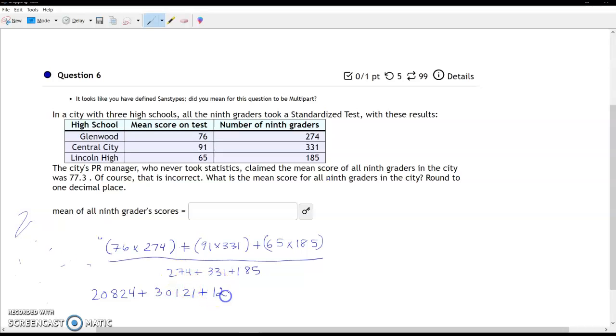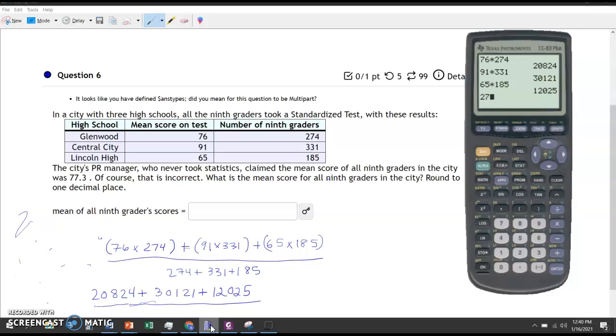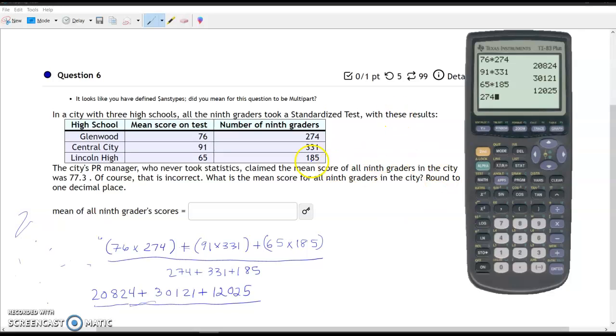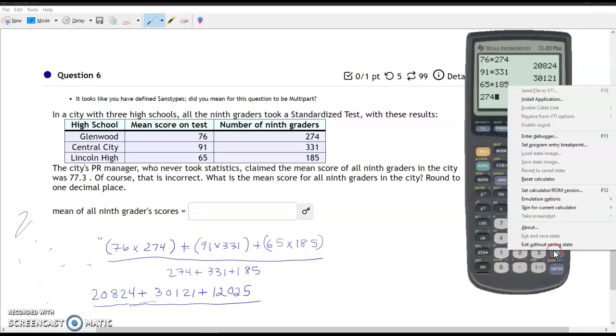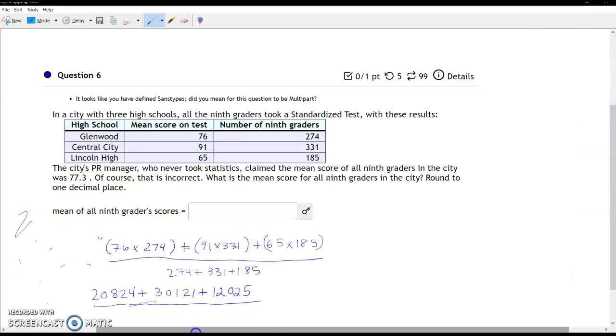And so I'll put that down here. That was 12,025. And I'm going to put that over the sum of all of our students. The sum of the students is 274 plus 331 plus 185. That gives me 790. So our denominator here is 790.